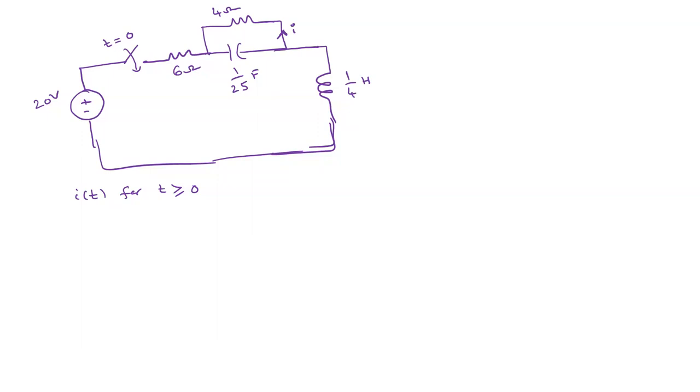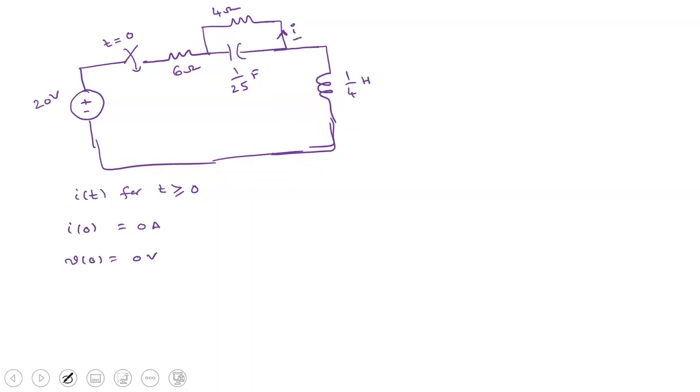So how to solve these kinds of problems? What is the first step? We need to find the initial conditions. Both I and V are zero, because the switch is initially open. So this is 0 amperes and this is 0 volts. Okay, so what is the next step?